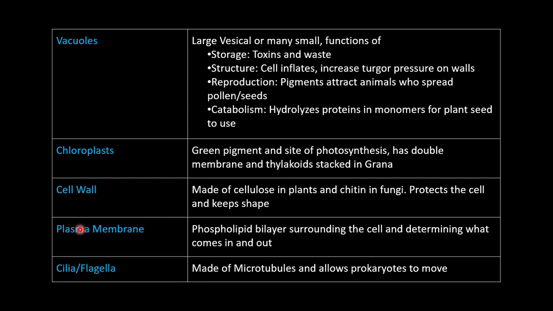Plasma membranes, which is a big focus of this unit, is a phospholipid bilayer surrounding the cell and determining what comes in and out. It's formed of phospholipids, and basically this will protect the cell and allow the cell to transport materials in and out to its environment. And then finally, the cilia and flagella are made of microtubules that allow the prokaryotes to move. They're made of microtubules, and they allow it to move in any substance or situation.